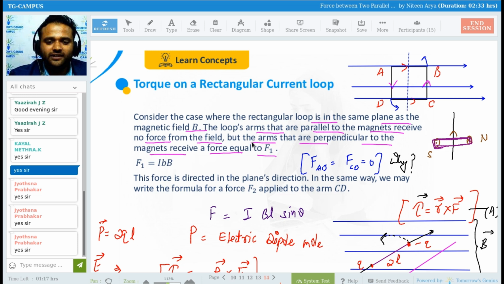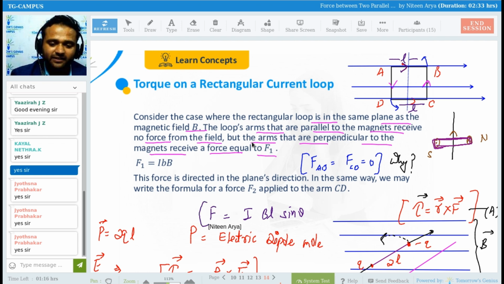What is theta here? The theta here is the angle between the current carrying length element L, this is your length vector, and this is your magnetic field. So this is my vector length, or you can say this and this. So the angle here is 0 degree, or anti-parallel, 180 degree. Clear?